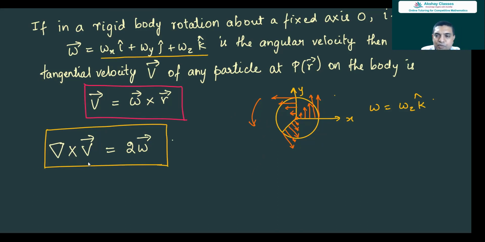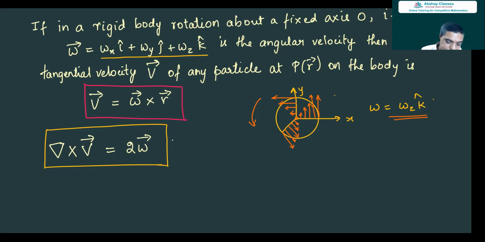So of course, when we are considering only a k component of omega, r will have x and y components. Omitting the z component, we can show that this is equal to 2 omega. You can try this out, this simple problem.